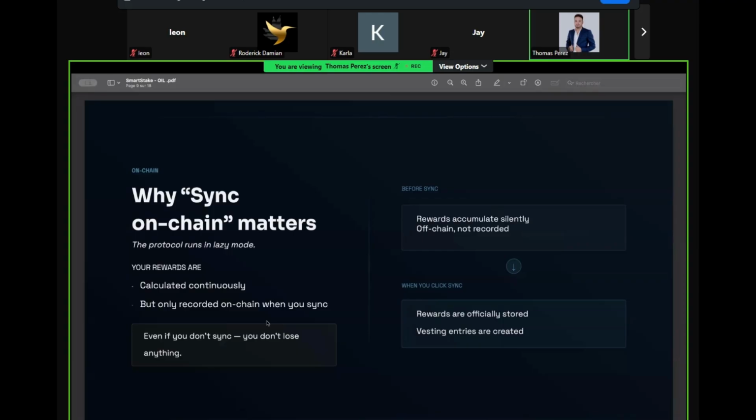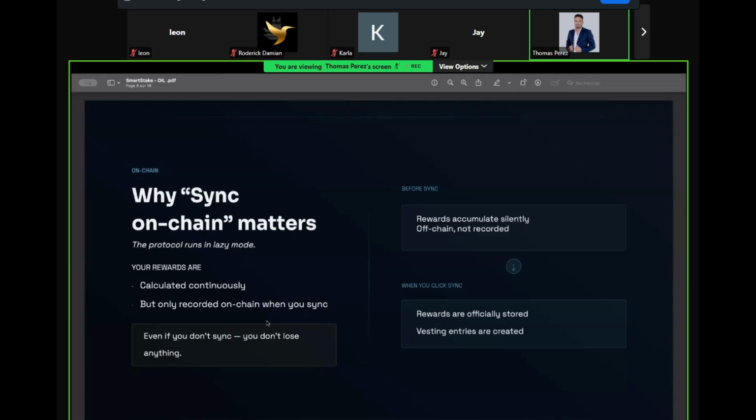Synchronization. This is probably the most important concept of the entire system. The protocol works in what we call lazy mode, which means rewards are calculated continuously, but they are not written on chain automatically. They only become real on blockchain when you interact with the contract. And that's what the sync button does. It takes what has been accumulating and makes it official on chain.